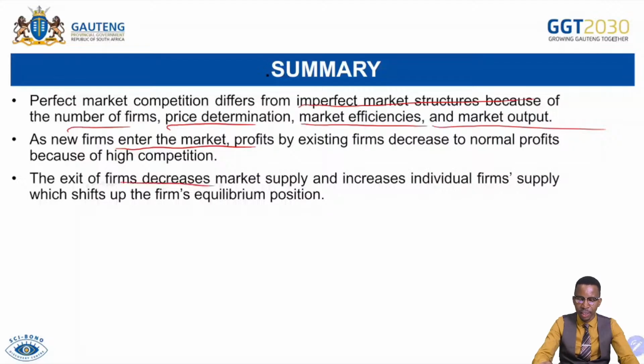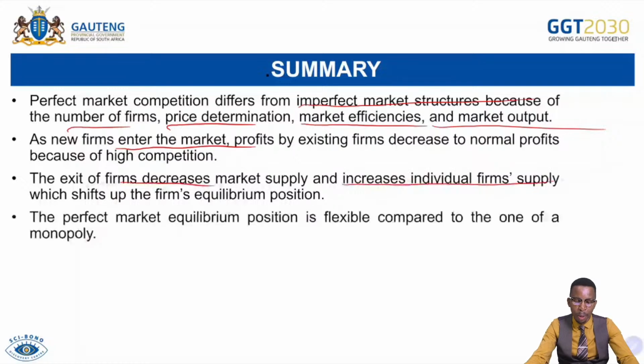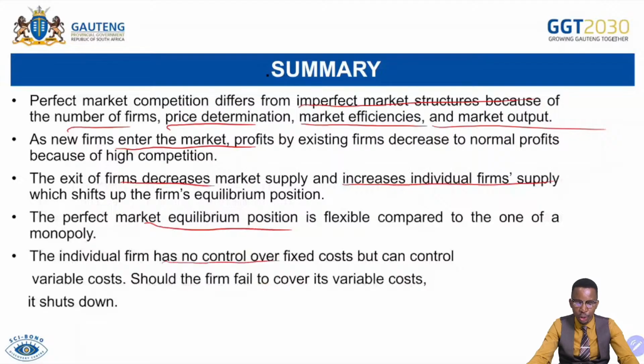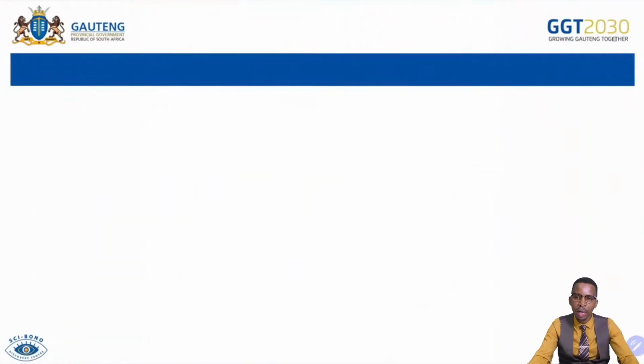The exit of firms decreases market supply and increases the firm's individual output, which will increase their profits from normal to economic profit. The perfect market equilibrium position is flexible compared to the one for the monopoly because the firm does not have influence over the price. It is the price taker. Should the market set a new price, a new equilibrium will be created. The individual firm has no control over the fixed cost, but can control the variable cost. Should the firm fail to cover its variable cost, the firm has to exit the market, or shut down, or stop producing that particular product.